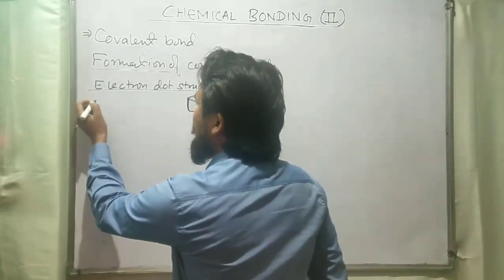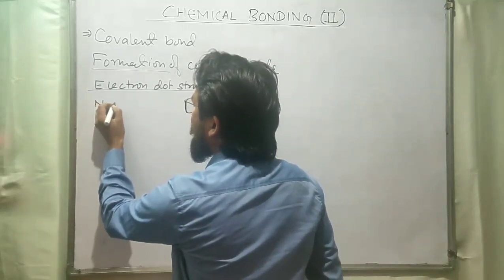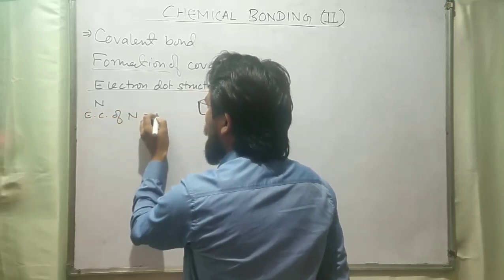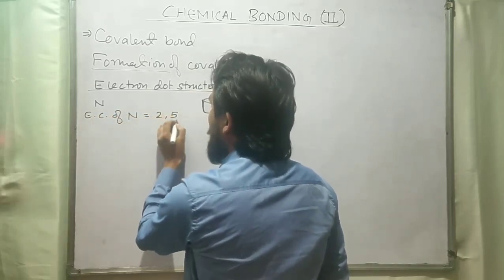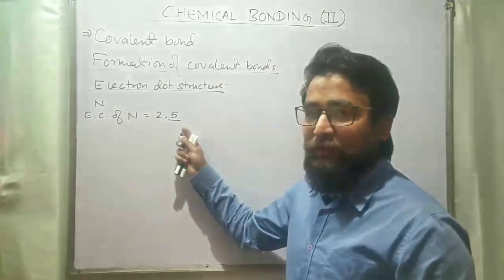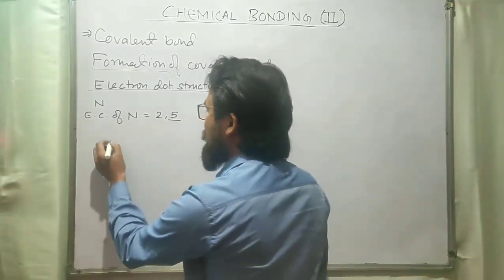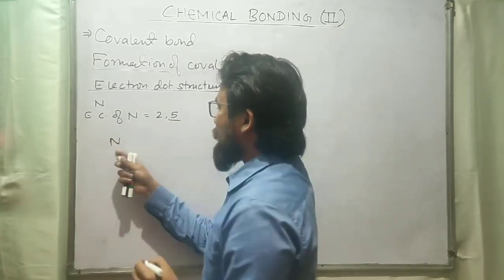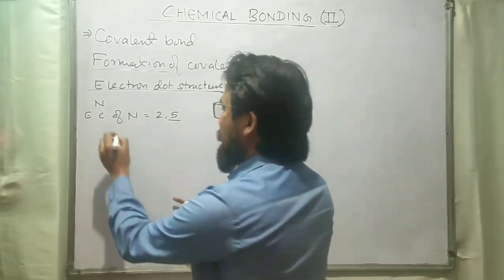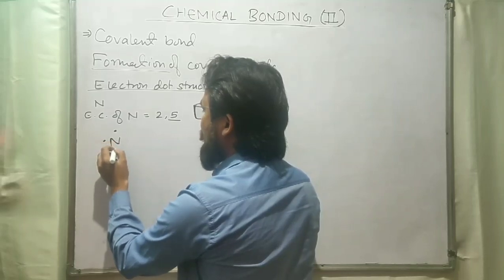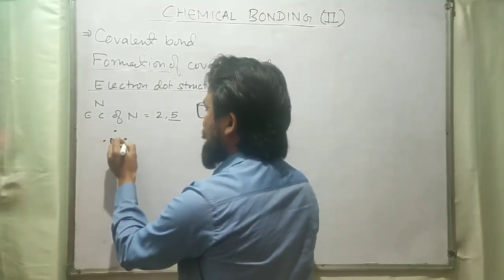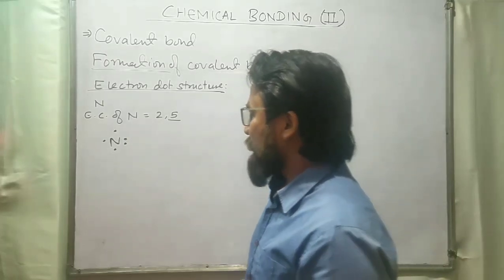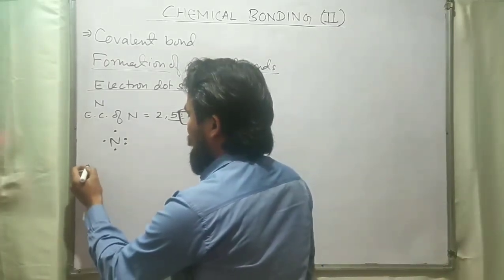For example, we have nitrogen. What is the electronic configuration of nitrogen? 2, 5. So you can see 5 electrons are present in the outermost shell of nitrogen. So around the symbol of nitrogen, the 5 electrons can be shown as 1, 2, 3, 4, 5 dots in different ways. So this is nitrogen.